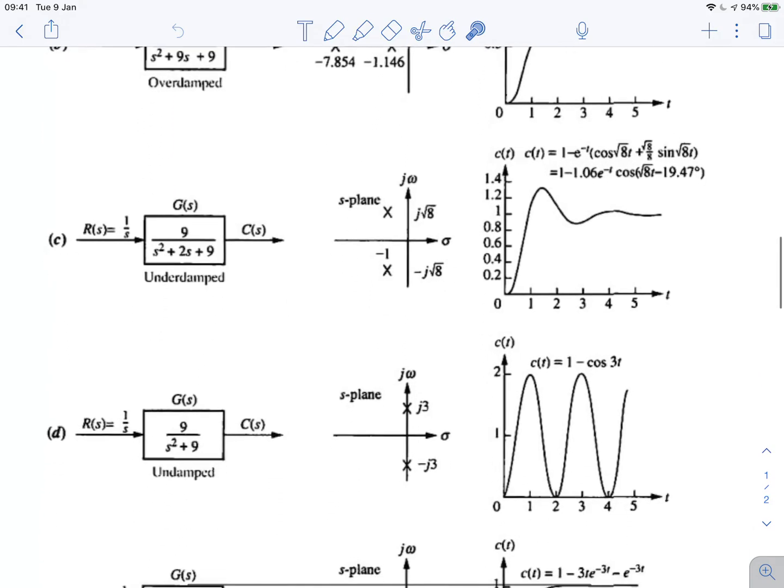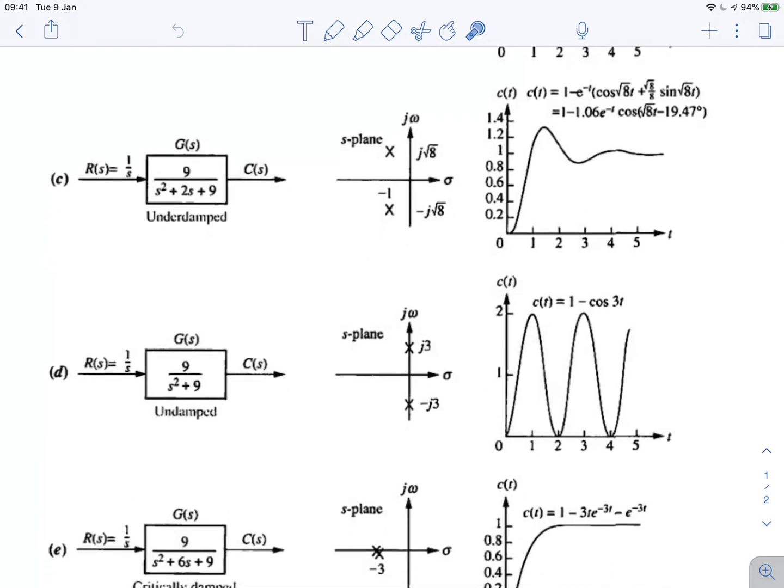Now in another example, if I put a equal to 0 and b equal to 9, we obtain the transfer function 9 upon s square plus 9. This is to say that we have complex conjugate poles, but those poles are now located on the imaginary axis. Since the poles are located on the imaginary axis, we expect it to behave like a sinusoidal signal, and in this case we have 1 minus cos 3t. And these responses are also called the underdamped response.